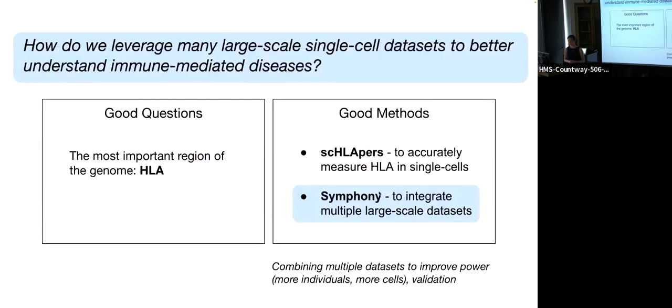Okay, great. So now that we've talked about the first method, I'll talk now about the second challenge, which is how do we integrate multiple different data sets together to really do a much larger scale analysis. And so for that, we developed this method called Symphony. Combining multiple data sets can help us do things like improve our power by having more individuals and more cells and validate across different contexts. And this might be a slightly longer discussion, so bear with me.